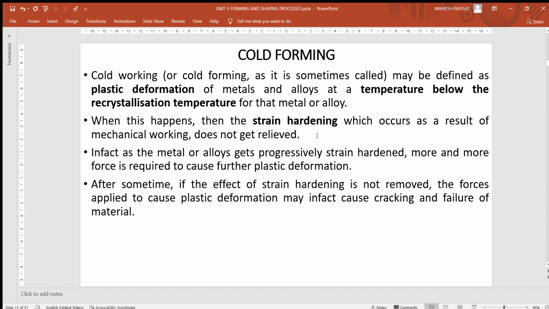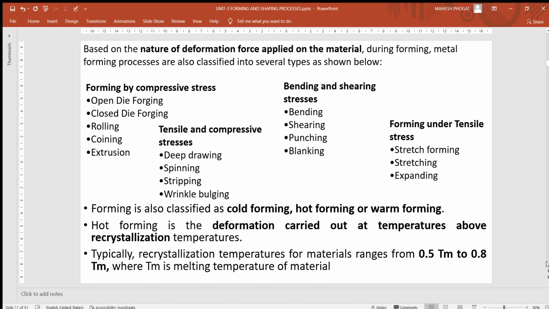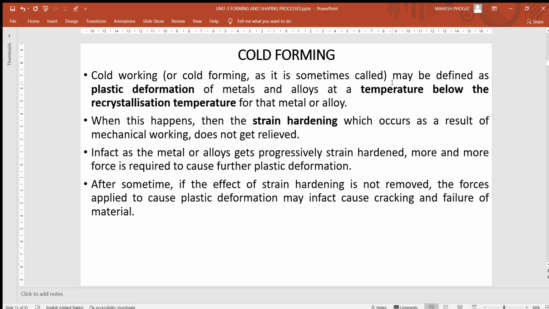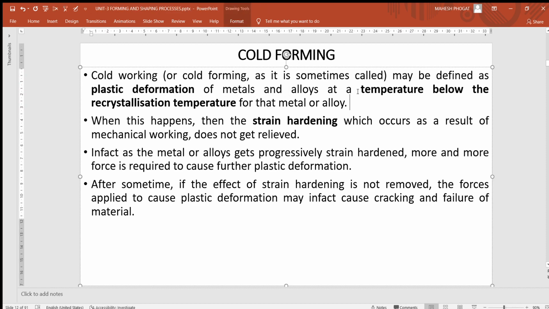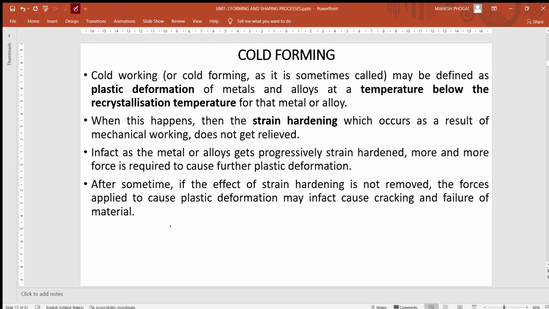Moving ahead, we'll understand more about cold forming. Cold forming is defined as plastic deformation at a temperature, as we have already discussed, below the recrystallization temperature. So when plastic deformation takes place below the recrystallization temperature, it is called cold forming.